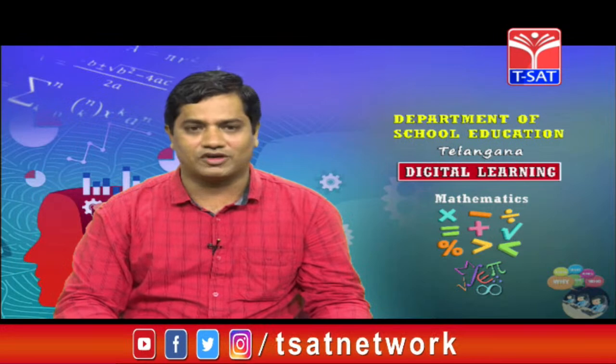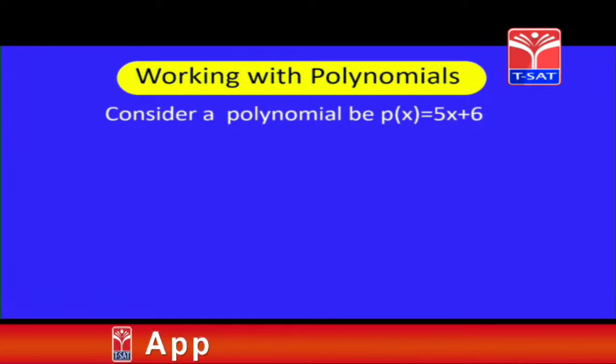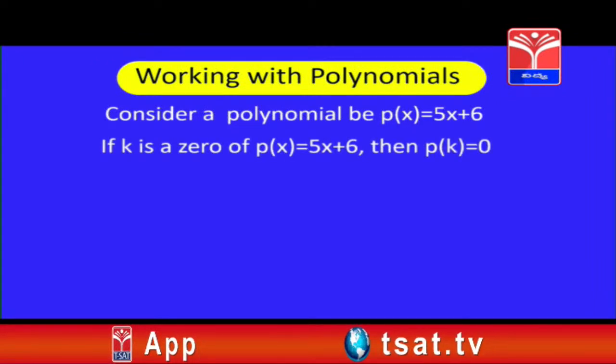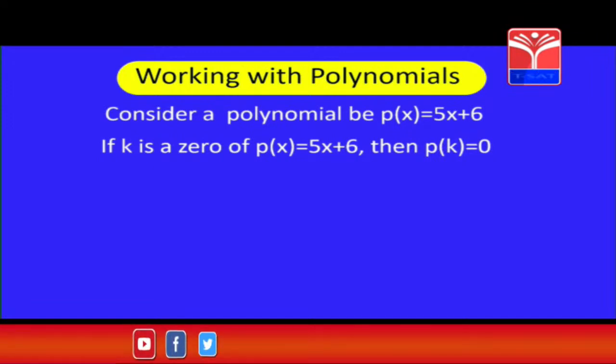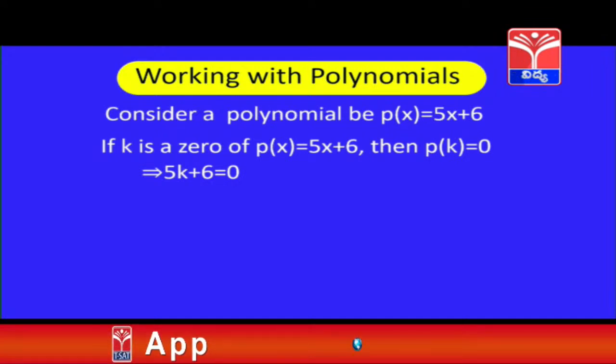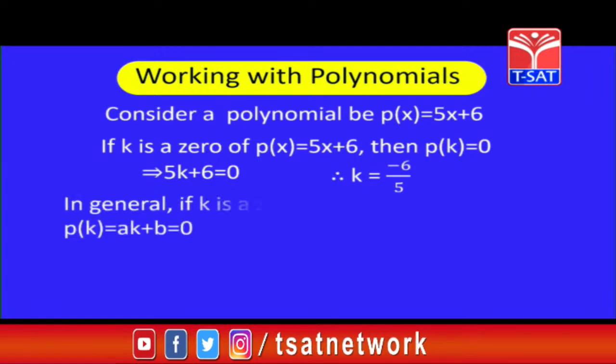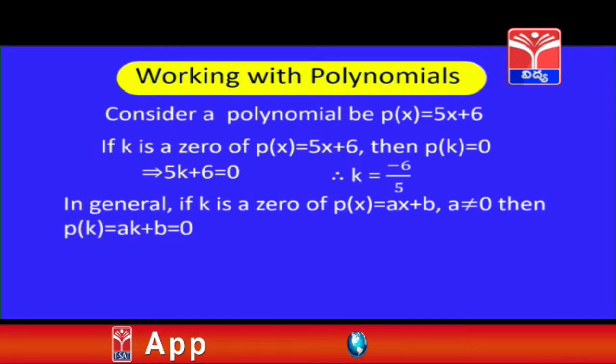Okay. Now, we have to see how the polynomials look in their geometrical representation. Let us have one linear polynomial, that is p of x is equal to 5x plus 6 here. Now, if k is a zero of this p of x is equal to 5x plus 6, then p of k is equal to 0. Hence, substituting k in the place of x, we get 5k plus 6 equal to 0. By transposing the constant to the right side, 5k is equal to minus 6, and the next step k equal to minus 6 by 5. Now, this minus 6 by 5 is the zero of this polynomial.